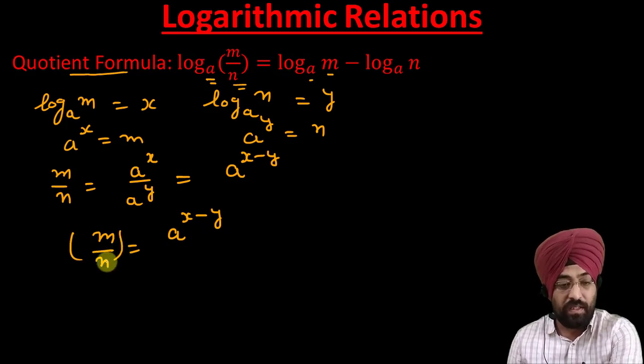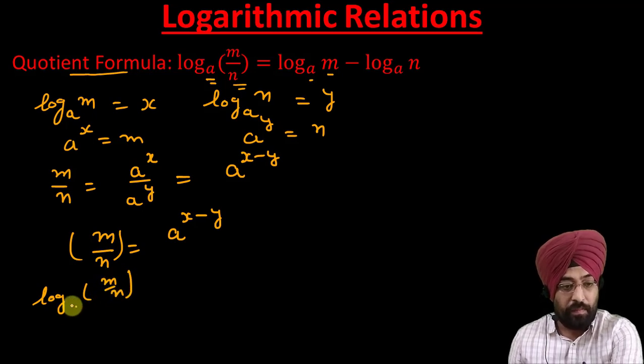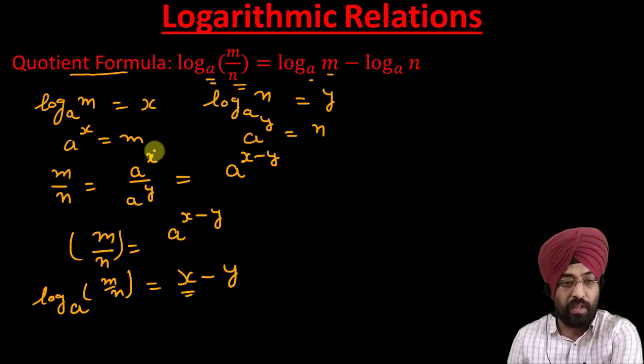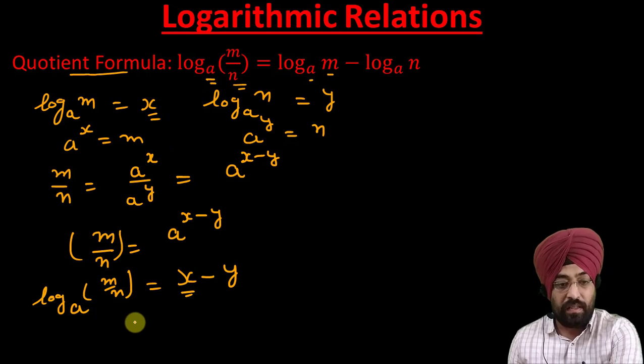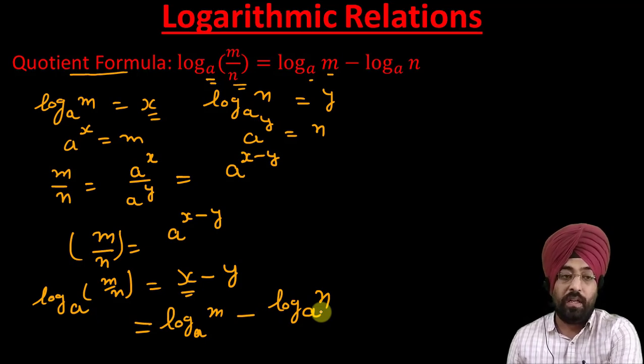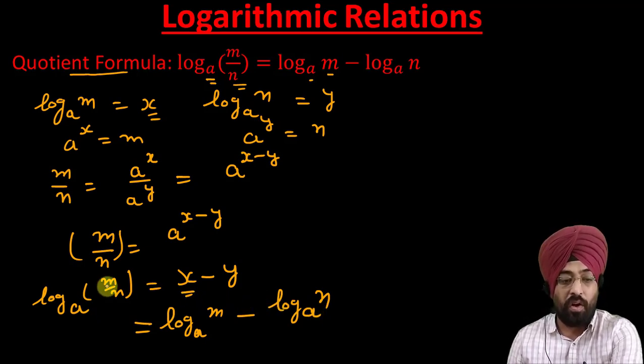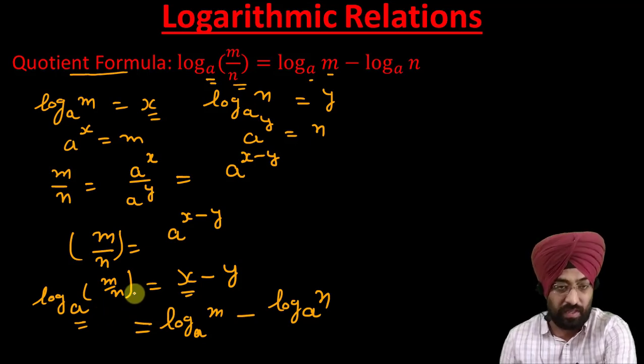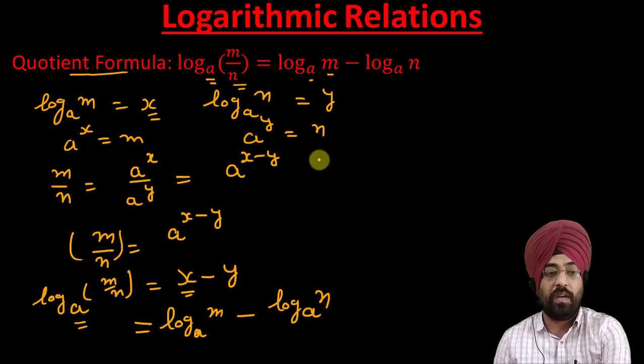Now if we write its logarithmic form, it is written as log of m by n with base a is equal to x minus y. Now put the values of x and y. x is log of m with base a, minus y, which is log of n with base a. So that is your quotient formula, which says that log of m by n is equal to log m minus log n. Now the base is the same. It can be any base, 1, 2, 3, 4, 5, any general base a. So this is proved similarly to the product formula.